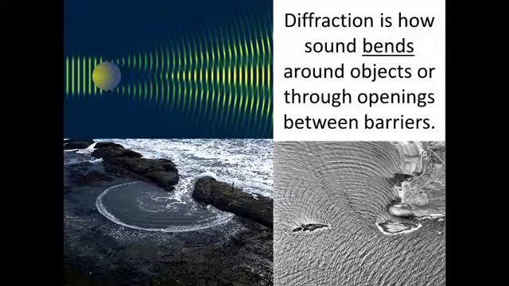Okay. So diffraction is how sound bends around objects or through openings between barriers. Now you've probably seen diffraction occur if you're looking at water waves going through a gap or a wall between logs like you see in this picture here. This is an aerial view of water waves. You can see diffraction happening. It's the bend around an object.